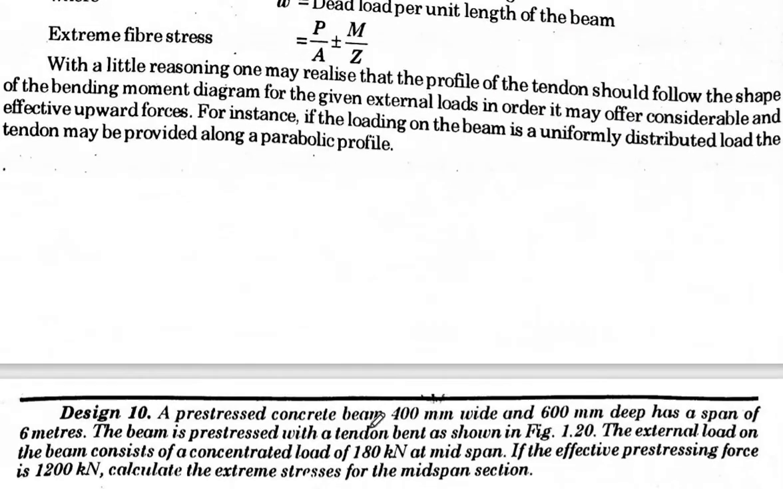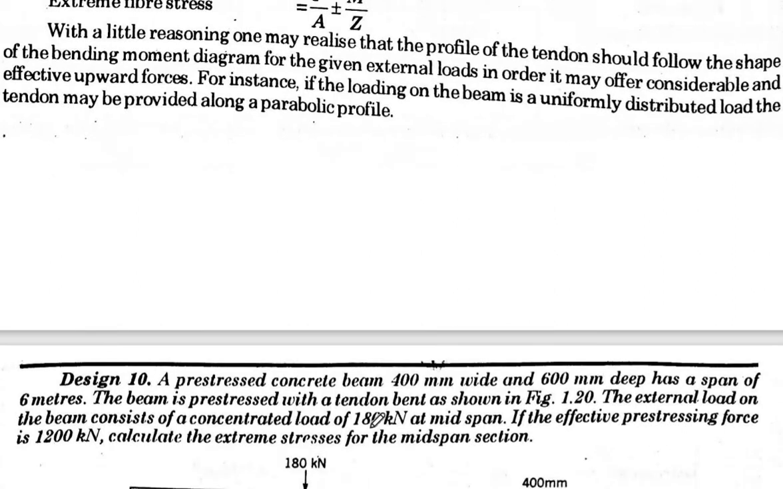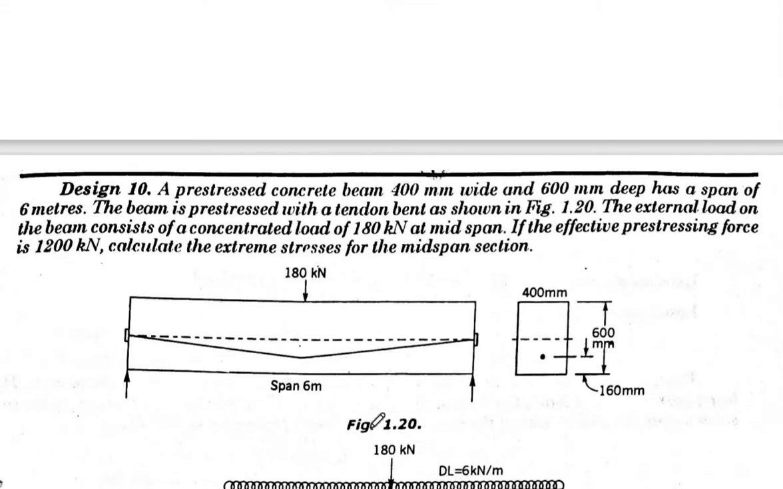So now we can go with the question. Suppose this is a question here. A pre-stressed concrete beam 400 mm wide and 600 mm deep has a span of 6 meter, this is your span 6 meter, and this is the point load, 180 kilonewton here. The beam is pre-stressed with the tendon as shown in the figure. So this is the bent tendon. The external load on the beam consists of a concentrated load of 180 kilonewton.